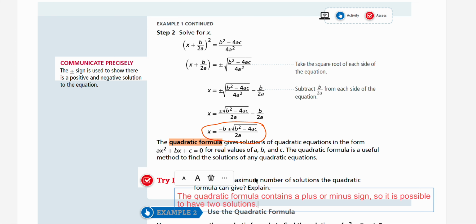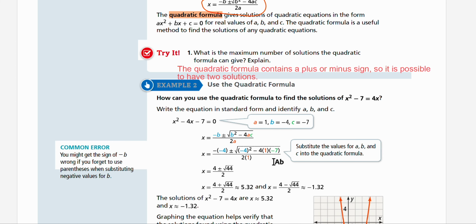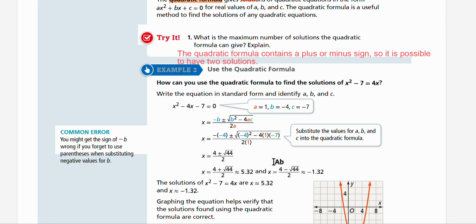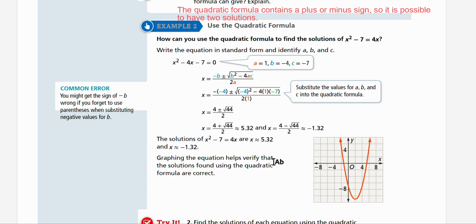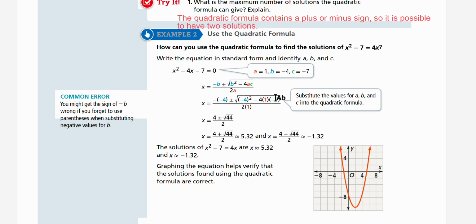Okay. Good. Let's look at example 2. Use the quadratic formula. How can you use the quadratic formula to find the solutions of x squared minus 7 is equal to 4x? You can write the equation in standard form and identify a, b, and c, and then use the quadratic formula. Just plug in a, b, and c.